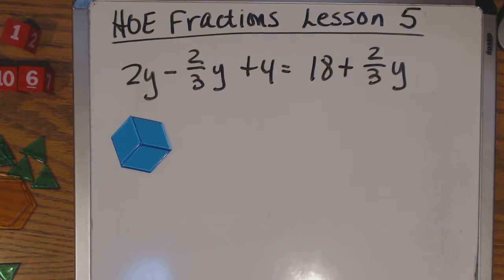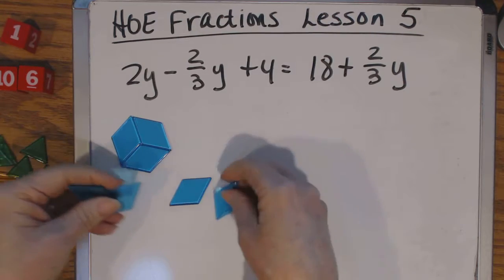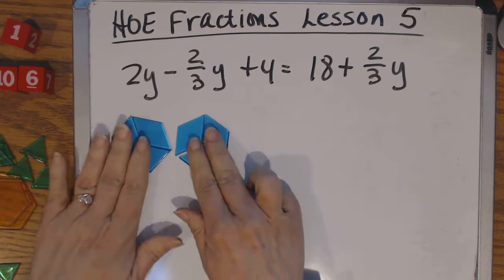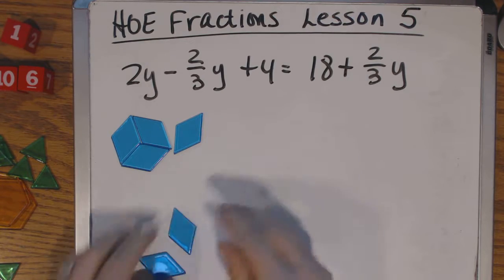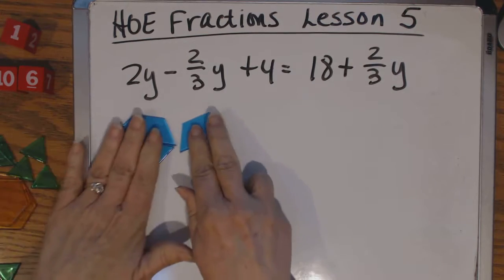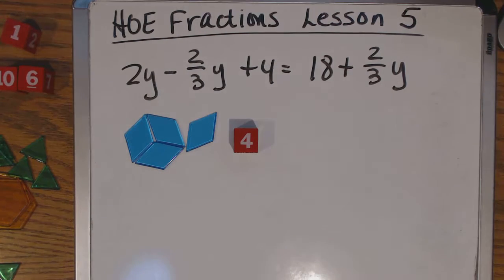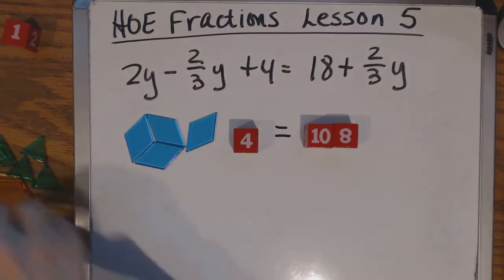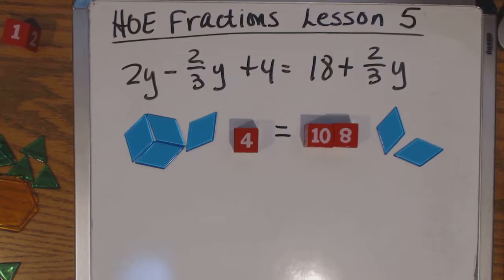There's 1. And this will be my second one. Okay. And then it says to take 2y and then subtract 2/3 of y. So I'm going to take those away. So this represents that, okay? Plus a 4, right, is equal to 18 plus 2 more thirds of y, okay?